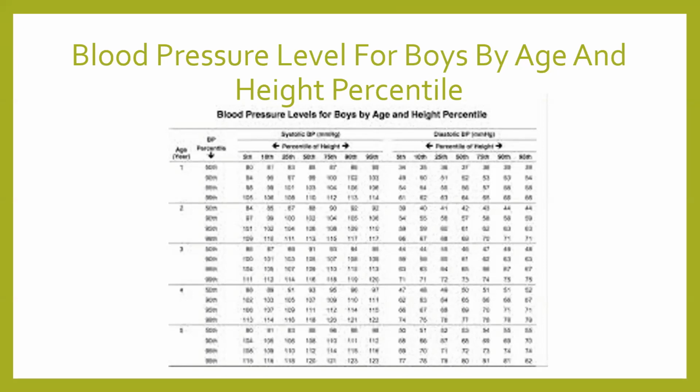Usually the chart will have a few pages of slides. So first we have to measure, and then by comparing the systolic blood pressure and diastolic, read the BP percentile for different ages.